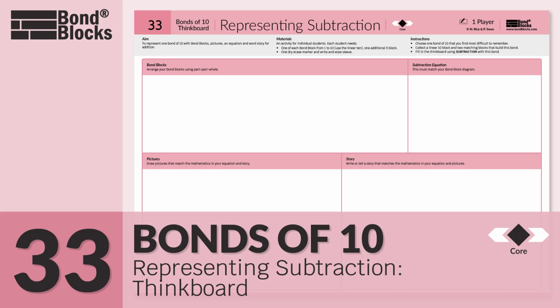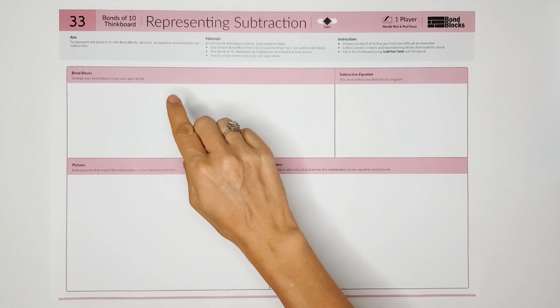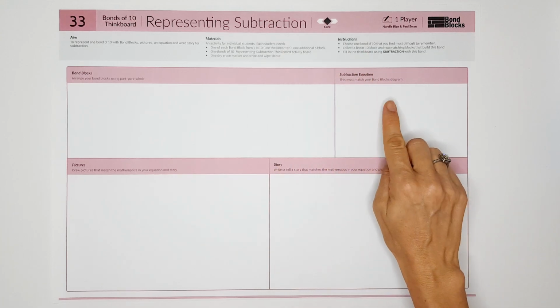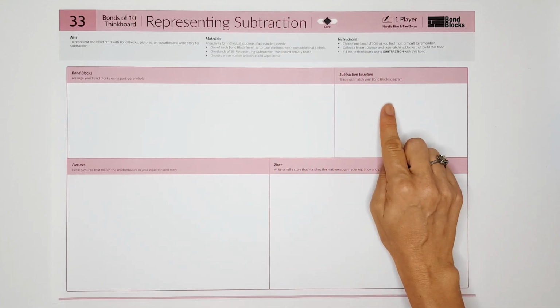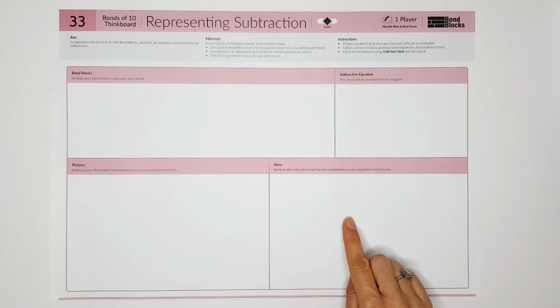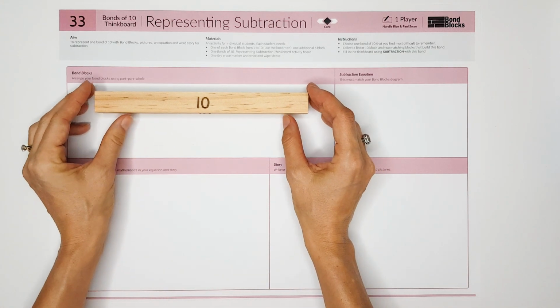Welcome to Activity 33, representing subtraction. In this activity, we will be representing one two-part bond of 10 using bond blocks in a part-part whole diagram, numbers in a written subtraction equation, drawn pictures, and words in a story. You will need to choose one two-part bond of 10.